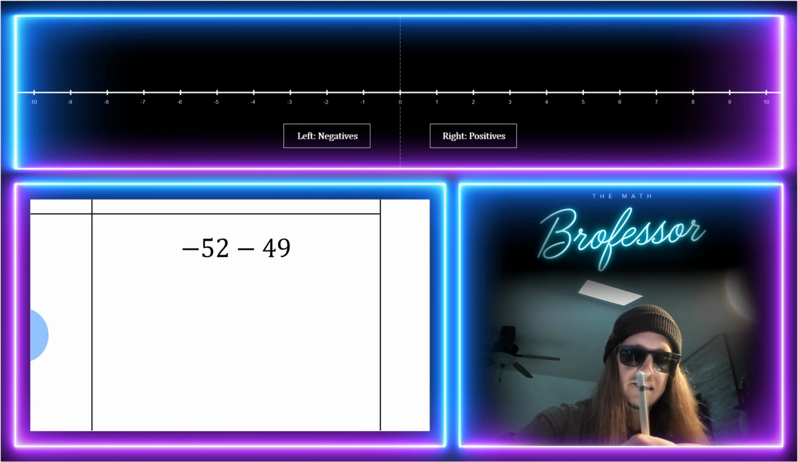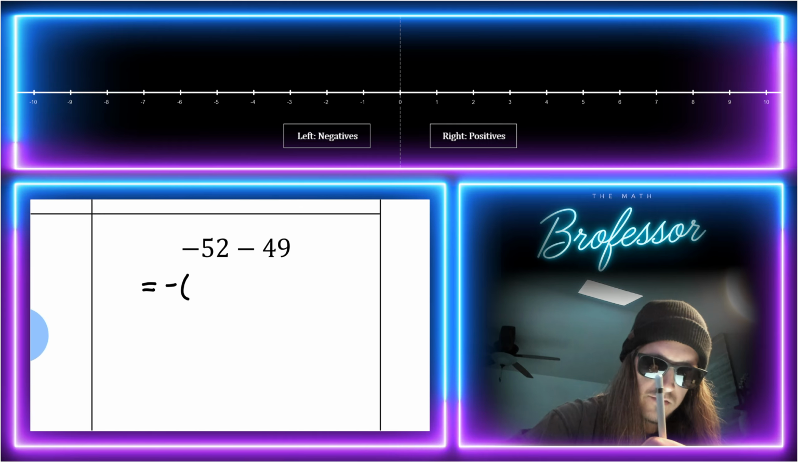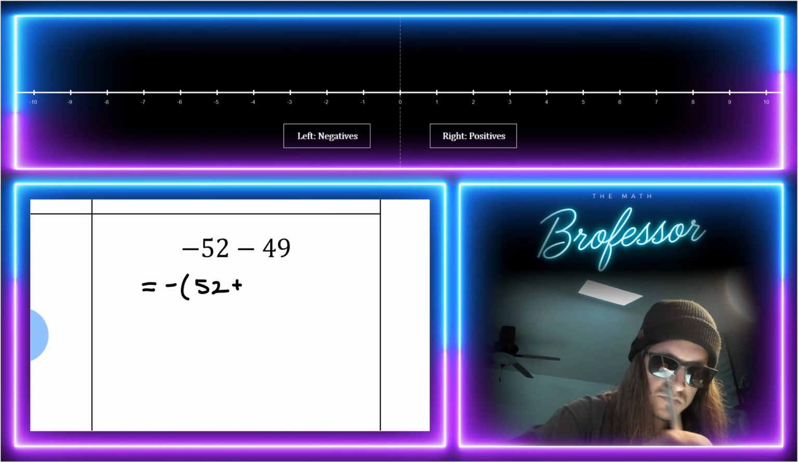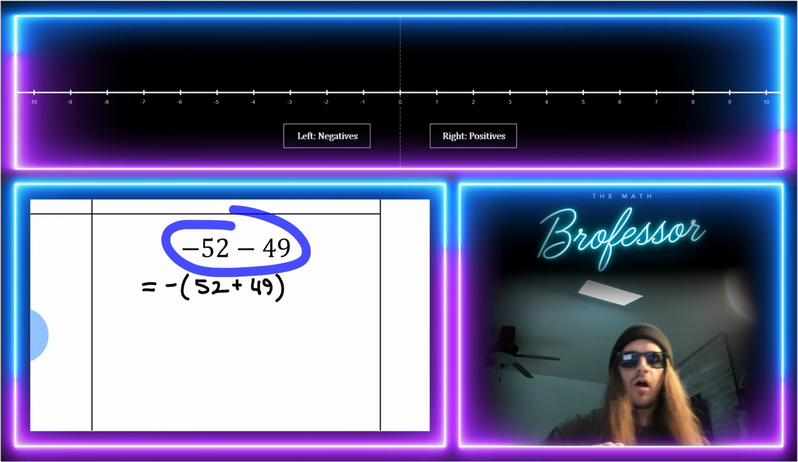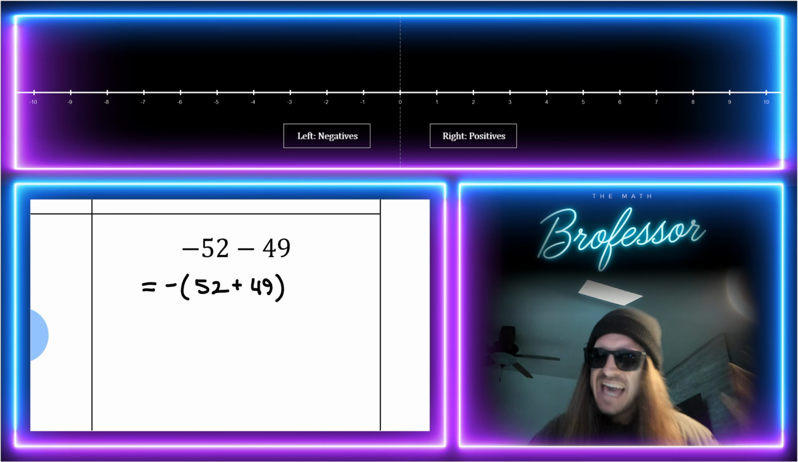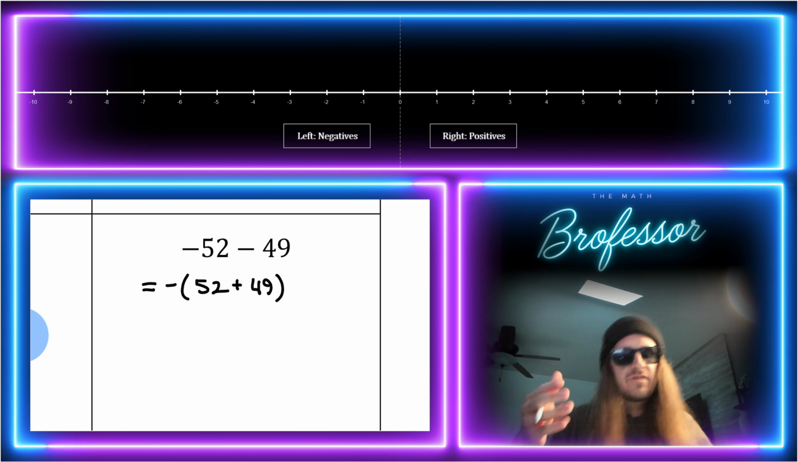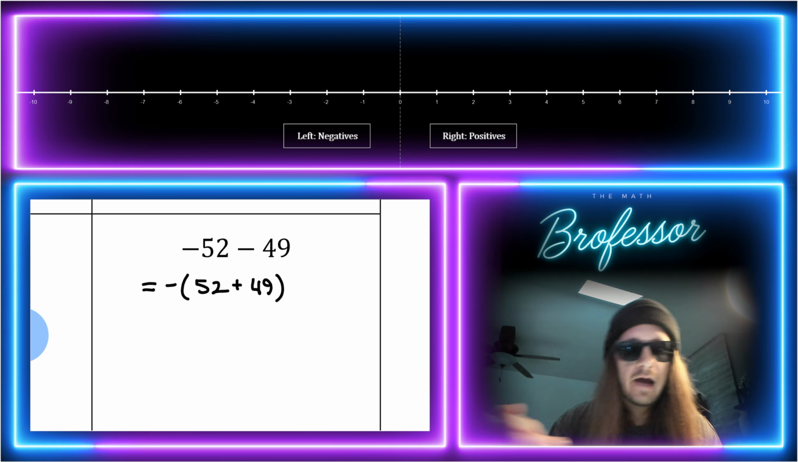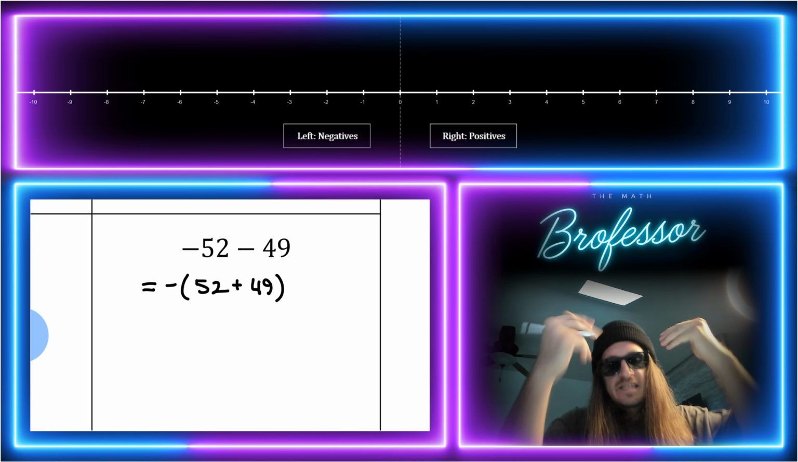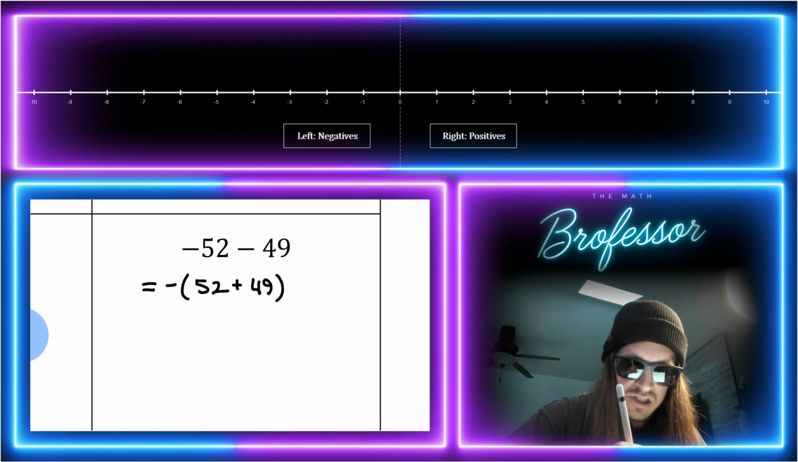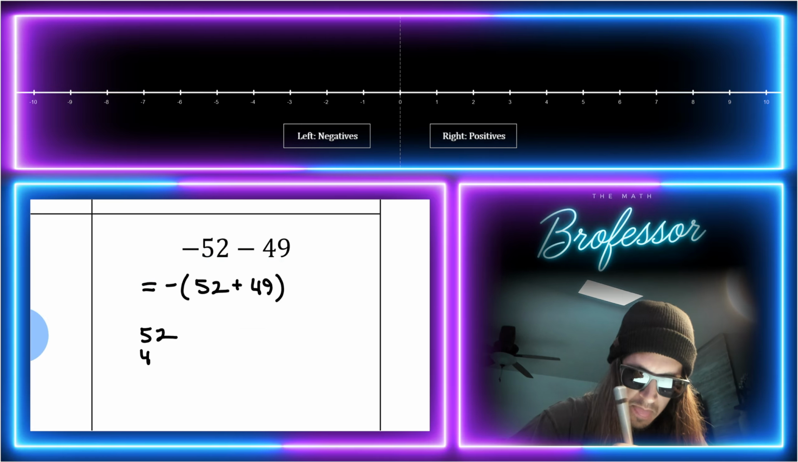Last one. This is the same as negative parentheses 52 plus 49. So again, this is why I have students all the time. They say, hey, am I supposed to add these? Yes, in a sense. It is negative 52 minus 49, but because it's the opposite of this addition situation, yes, there is this addition aspect to it. It's just the answer will be negative.